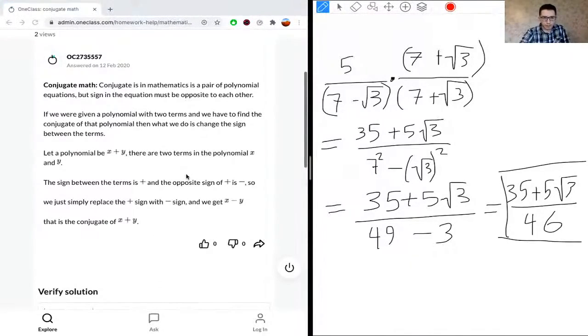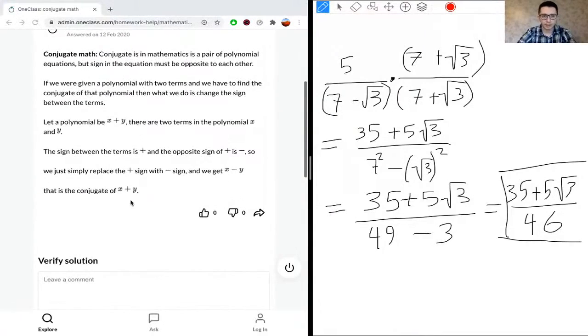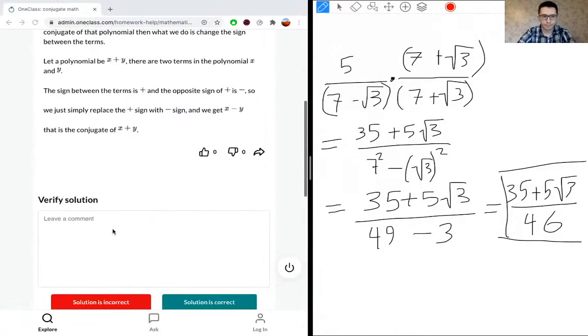So the answer here describes conjugate math correctly. It gives the example x plus y and x minus y. Explanation is correct.